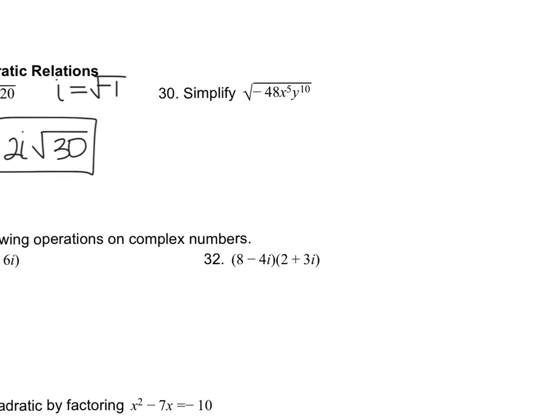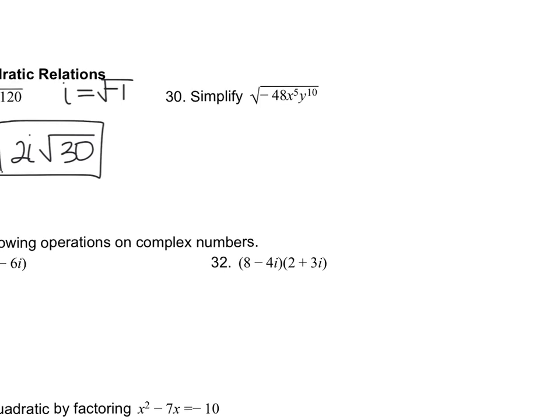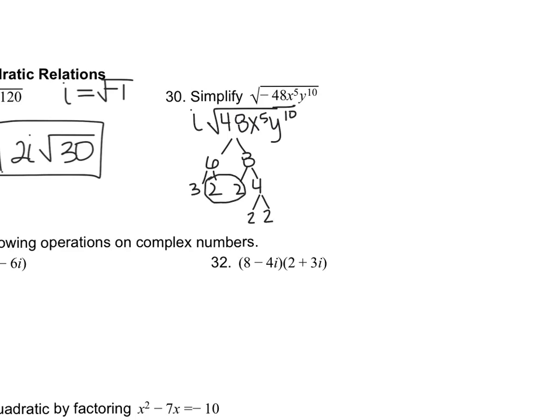We can do the same thing for the square root of -48x to the 5th y to the 10th. I can first write it as i square root 48x to the 5th y to the 10th. I can break down 48 as 6 times 8. 6 can break down as 3 and 2, 8 as 2 and 4, and then 4 as 2 and 2. So I'm going to have two groups of 2, which means on the outside of my square root, I'm going to have 4i.